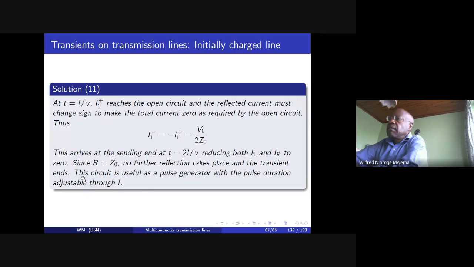This circuit is useful as a pulse generator with a pulse duration adjustable using the value of L, because this gives us the time for which we still have a current flowing through the R. Okay?